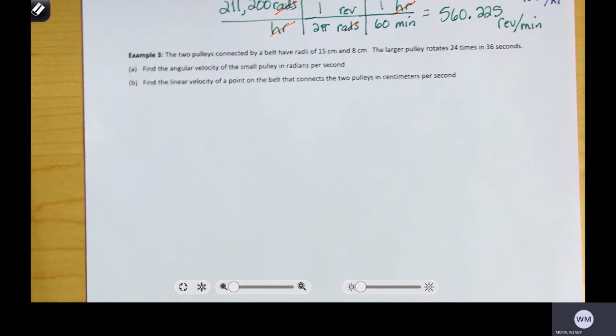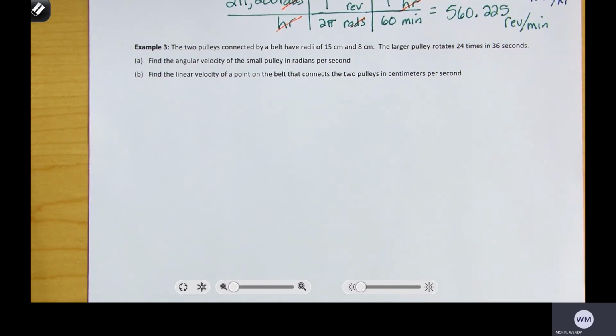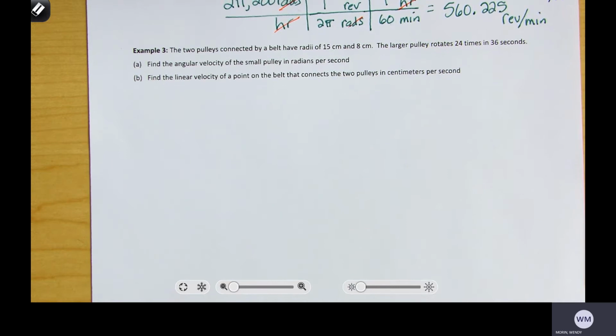Last problem. This problem is different than the one that is in your notes. I don't like the one that's in your notes, so we're going to switch it. Okay? All right. So just cross that one off.